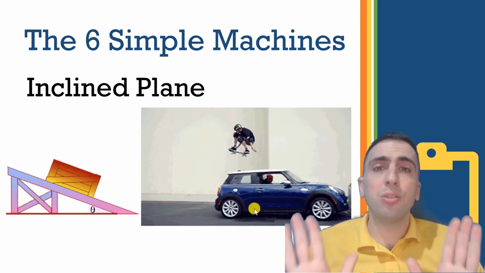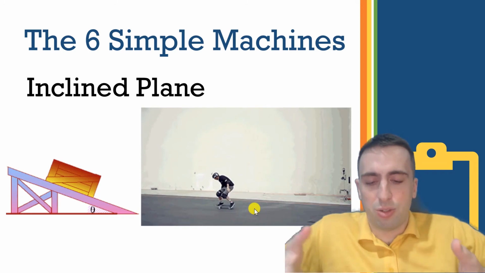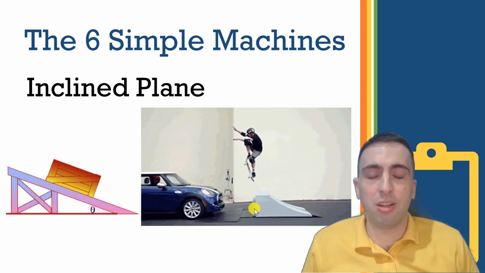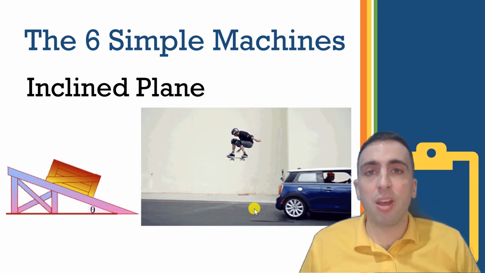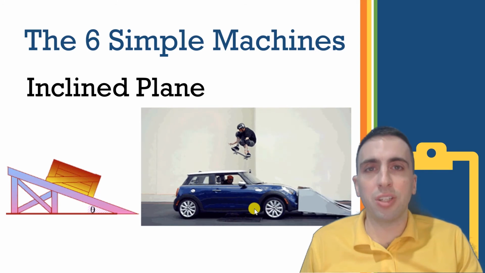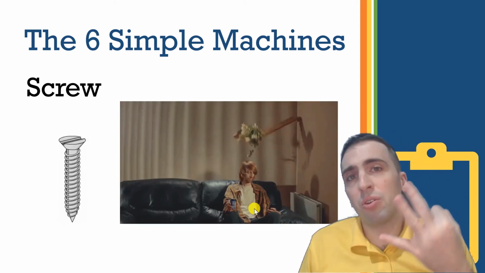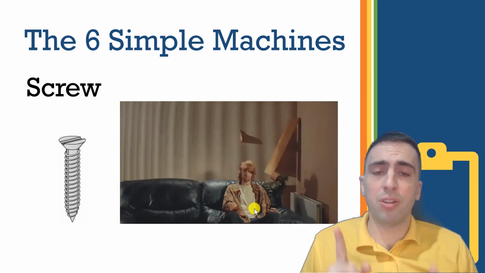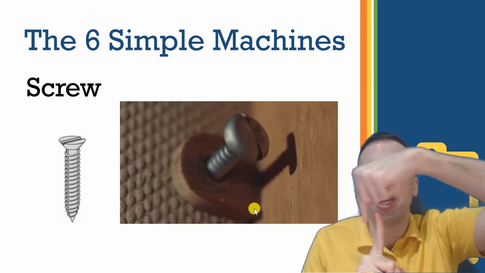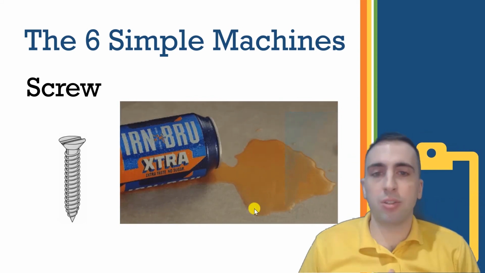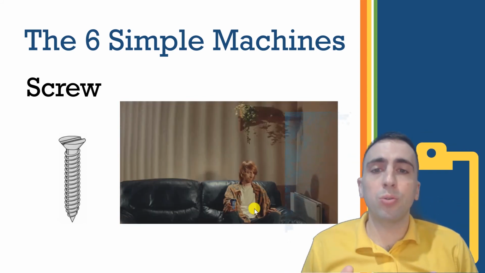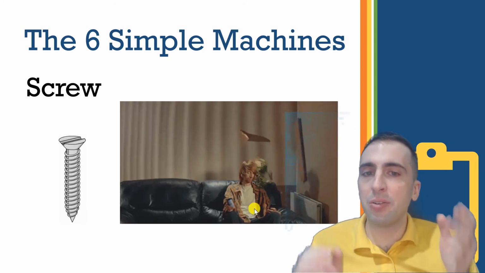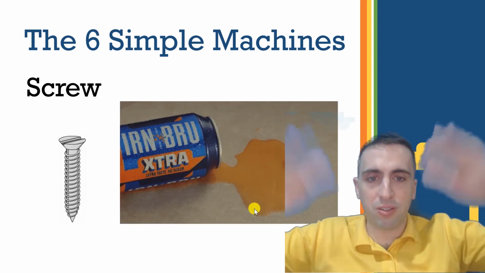It's easier to push something than it is to lift it up. That is why we use an inclined plane, so we can push something up. It changes the direction of the force. Our third simple machine is the screw. Remember, the screw is just an inclined plane wrapped around a post. We use the screw to hold things together. Look at that screw. It fell out and the shelf fell down.